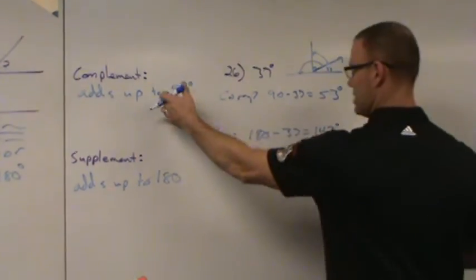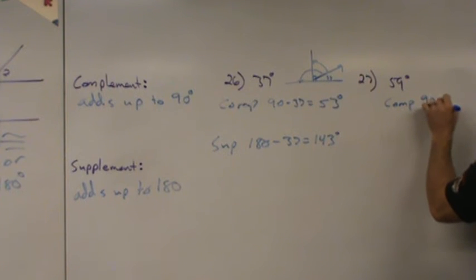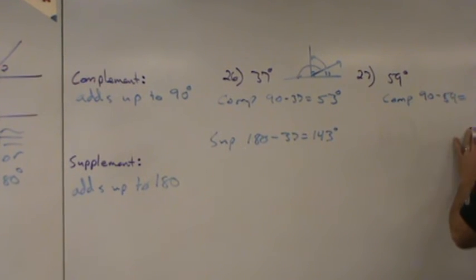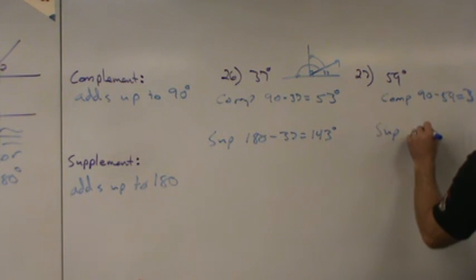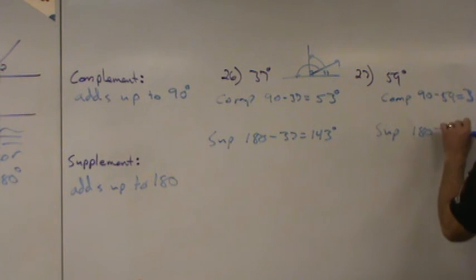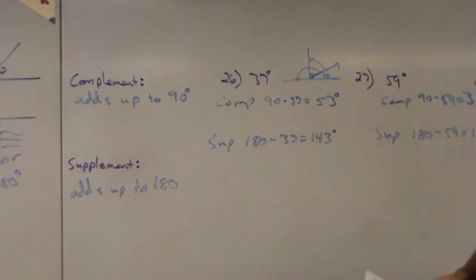A little diagram like that might be helpful. I just know looking at this is helpful. Complement is 90, supplement's 180. So complement is 90 minus 59, and we get 31. And supplementary is 180 minus 59, which is going to give me 121 degrees. So go ahead and you'll finish 28 to 31.